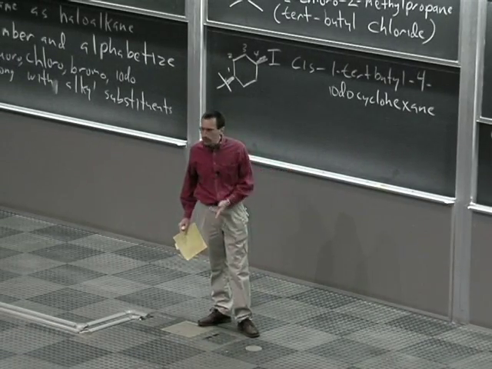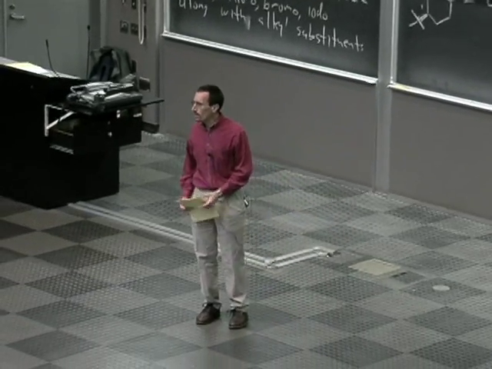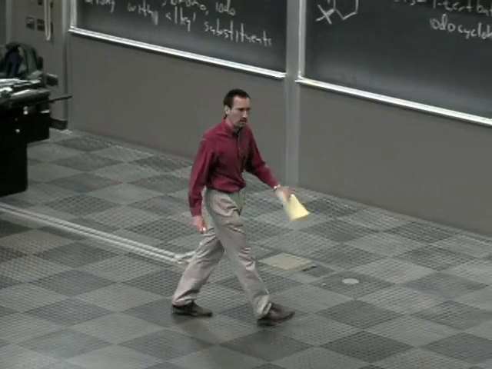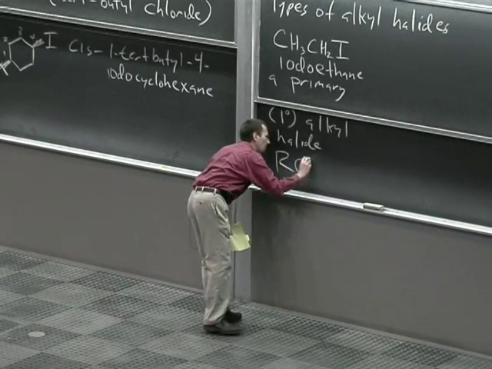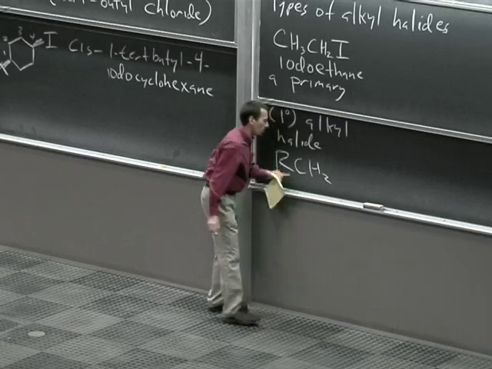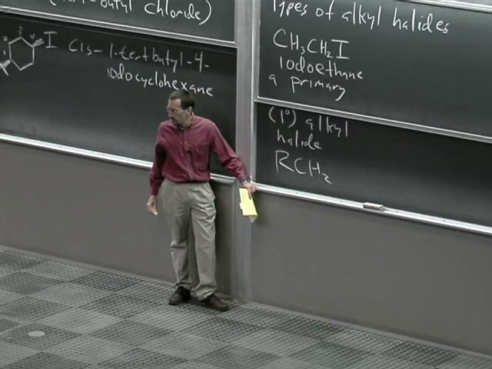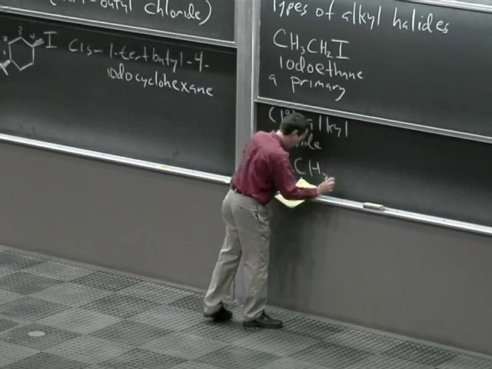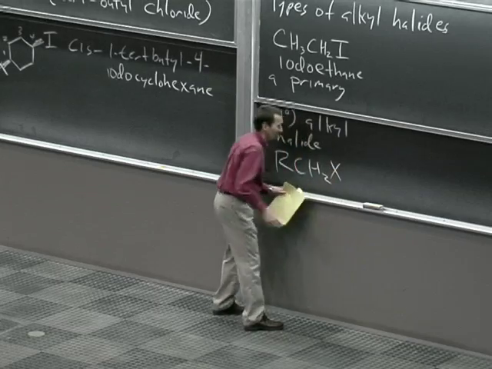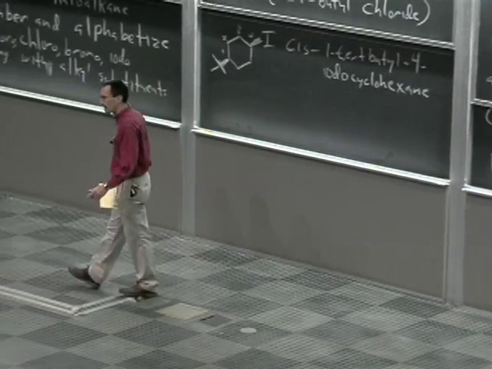The general structure, if you're looking for sort of a general structure, what's going to clue you in that you have a primary alkyl halide? It's going to be that you have whatever your chain is, whatever your R group is here, we'll see various examples, bound to a CH2 group, bound to a halogen. And again, that halogen could be fluorine, chlorine, bromine, or iodine.